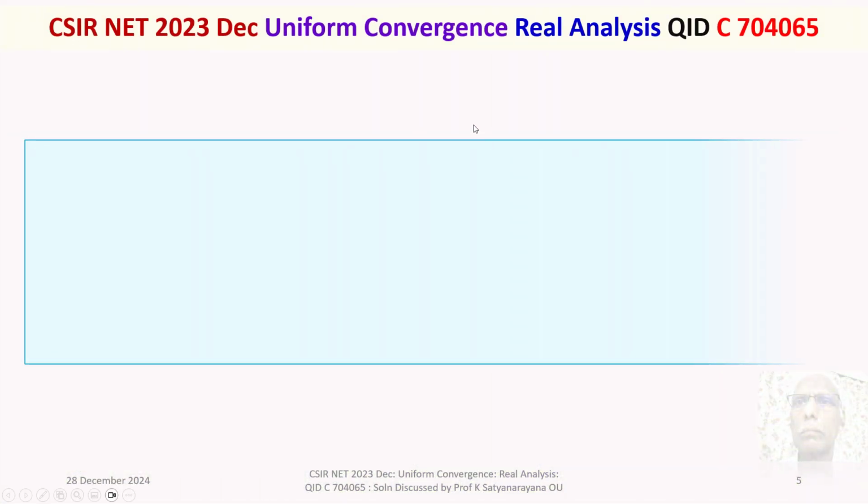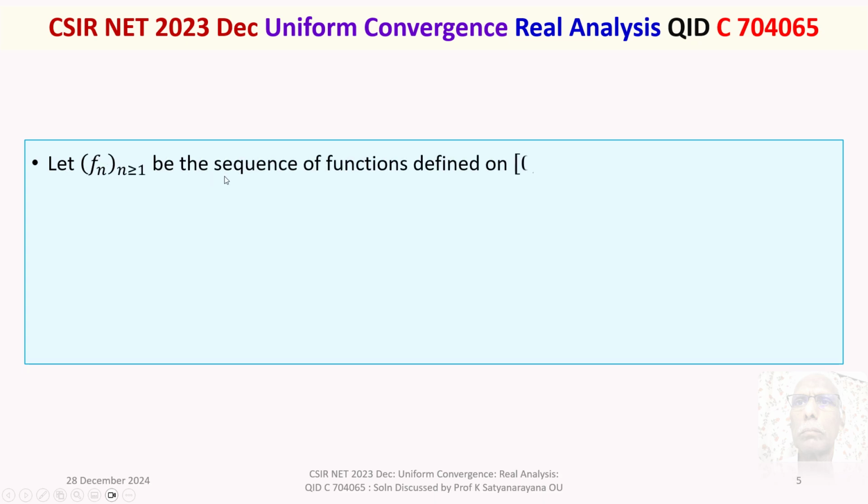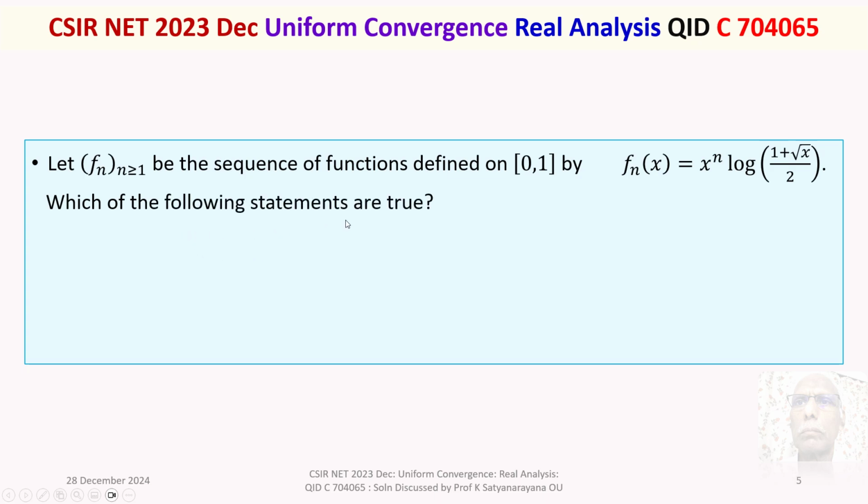The given question is, let Fn be a sequence of functions defined on the closed and bounded interval 0, 1 by Fn(x) is equal to x^n log((1 + root x)/2). Which of the following statements are true? We are given four options.